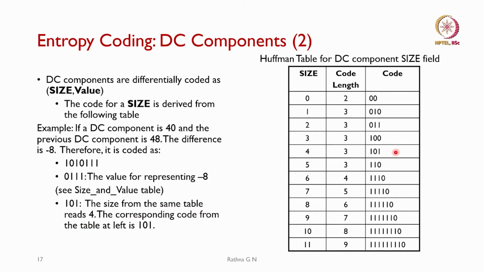So, you will be seeing that 101 is 5, it reads as 4, which is what you will be representing. The corresponding code from the table at left is 101, as shown here. So, the code length is 3 bits. For 101, the size is 4, and the length you have chosen is, for 8, 4 bits are required. This is how the Huffman table for the DC component size field is shown.